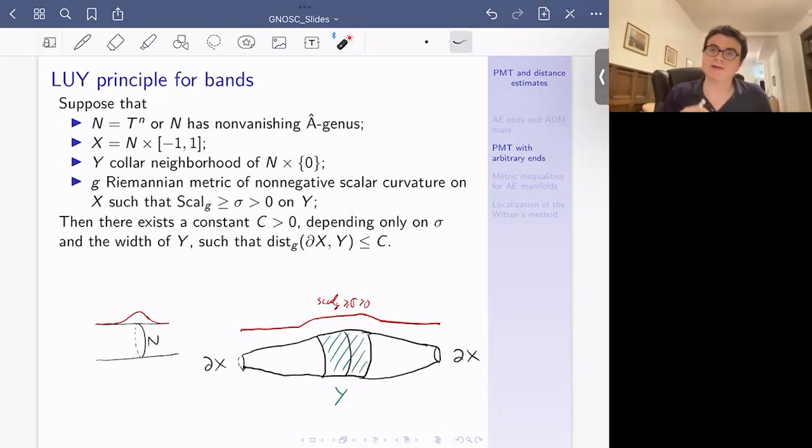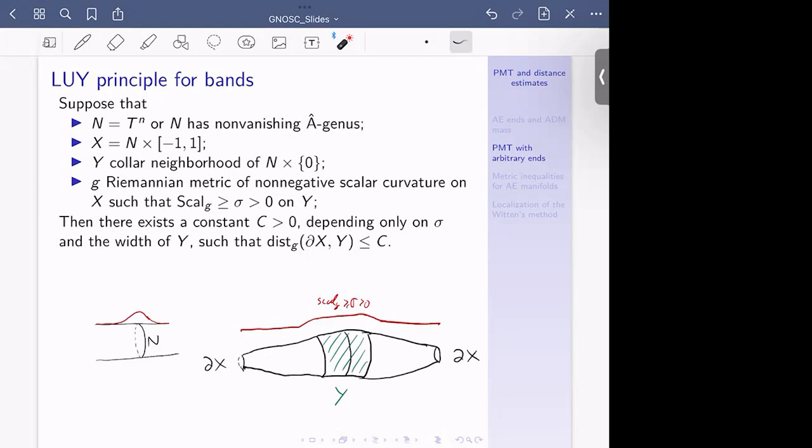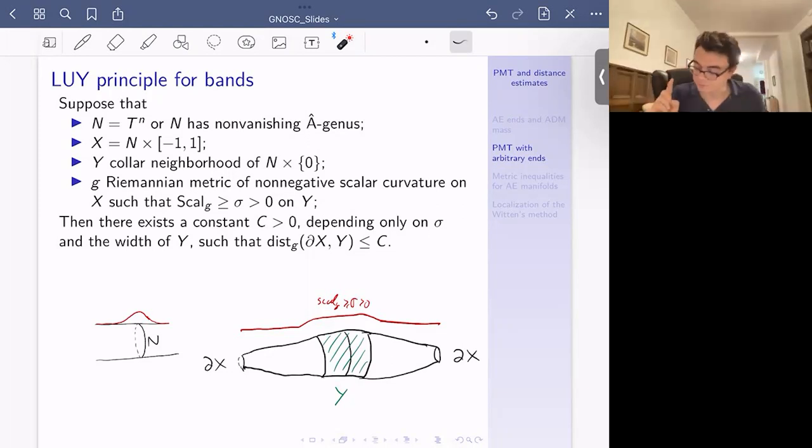All right. So basically, if you take a band, then the topological condition is, for example, the non-vanishing index on the core, or, for example, if you have a torus, right? Yeah, if at all, but they might have spherical ends. Yes, but then of course you get a condition on the ADM mass.